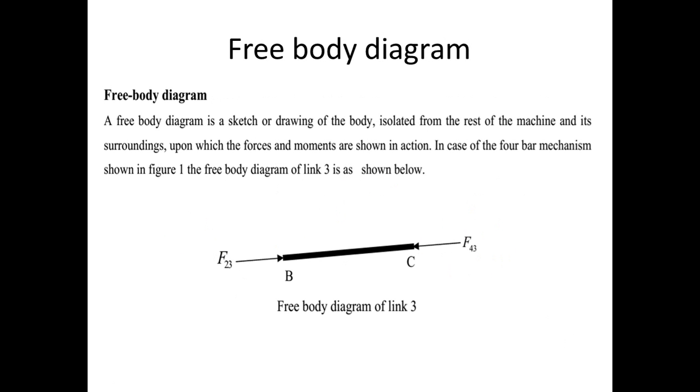Then a free body diagram. In a free body diagram, you separate a link from the entire mechanism and you analyze how these forces are acting. So a free body diagram is a sketch or drawing of the body isolated from the rest of the machine and its surroundings, upon which the forces and moments are shown in action. So if you have a 4-bar mechanism, you separate a particular link and analyze how the forces are acting on the particular link that we have selected.